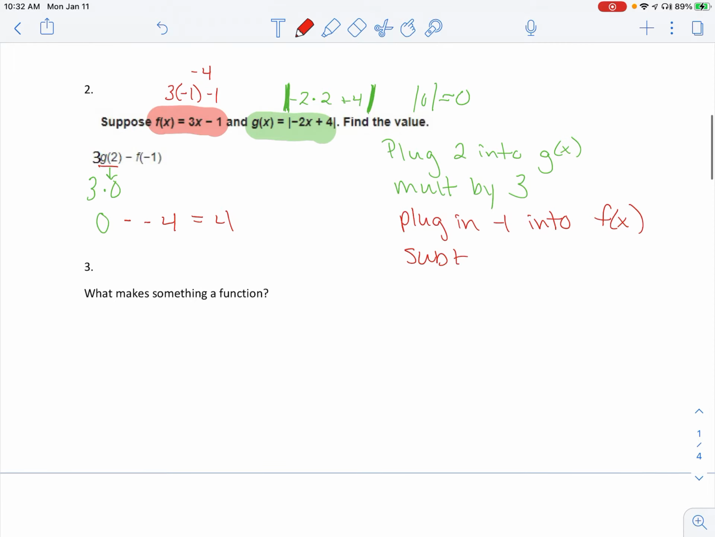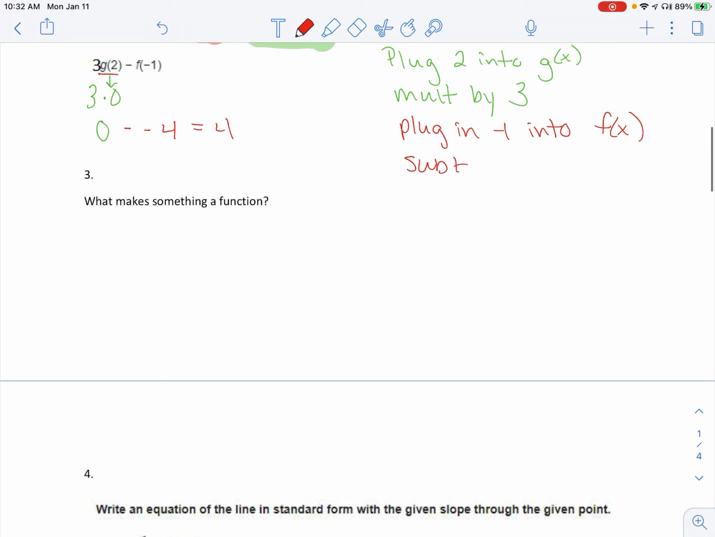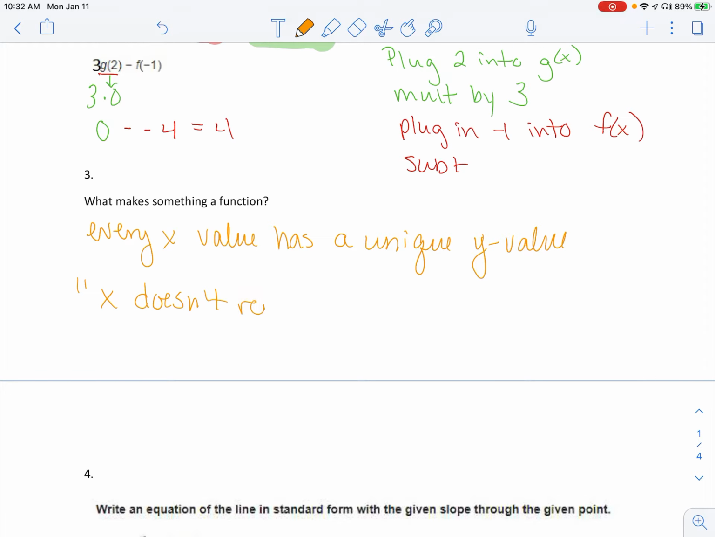Okay. Number 3. What makes something a function? Let's say you have a list of numbers, you have a graph. What you're going to say is every x value has a unique y value. Some kids say x doesn't repeat. That's an okay way of saying it, or you could say it passes a vertical line test.